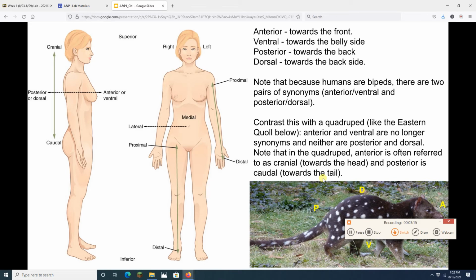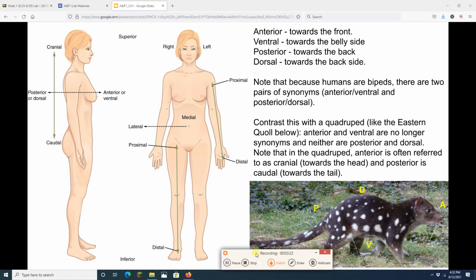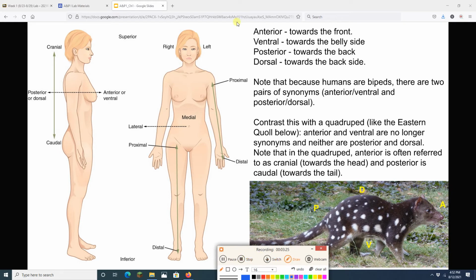All right, so the first set of directional terms we've got are ones that describe the front versus the back side of the body. So, the word anterior, there's that word anterior right there. The word anterior means towards the front. So the front surface of your body, the one that's facing us as we look at her right here, is the anterior surface.